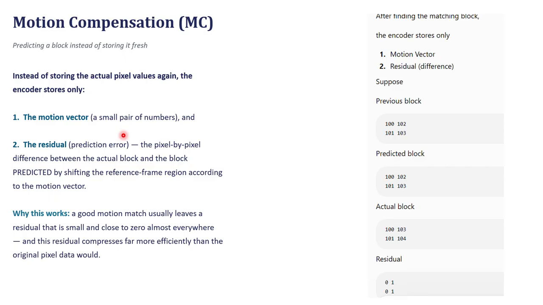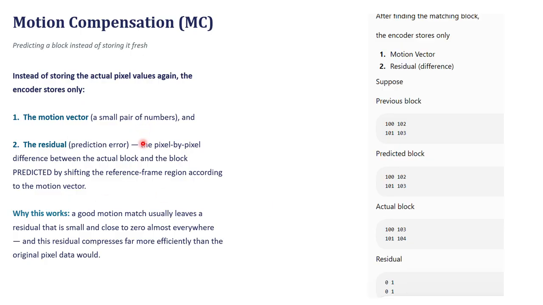Now there is also motion compensation that is being done. So I will get the motion vector. Now once I calculate the motion vector, consider if my previous block is 100, 102, 101 and 103, and I predict my block to be the same. That is, I am considering that it is totally matching, but in the actual block there have been slight changes. It is 100, 103, 101 and 104, and so the residual, or the difference between the previous block and the actual block, is coming up to be 0, 1, 0, 1.